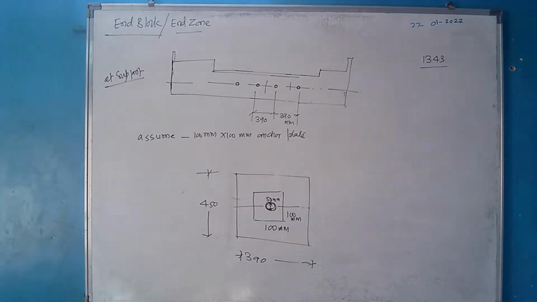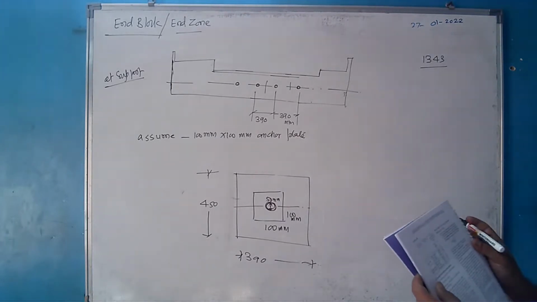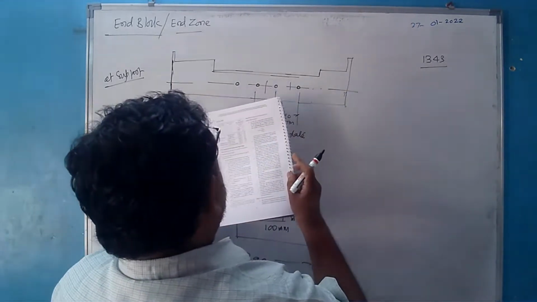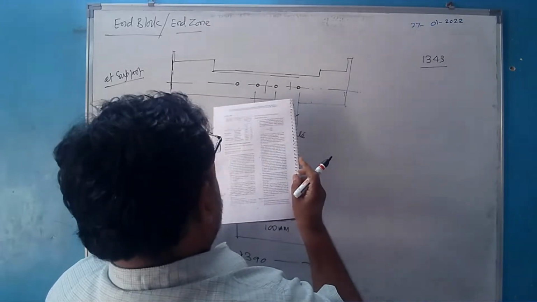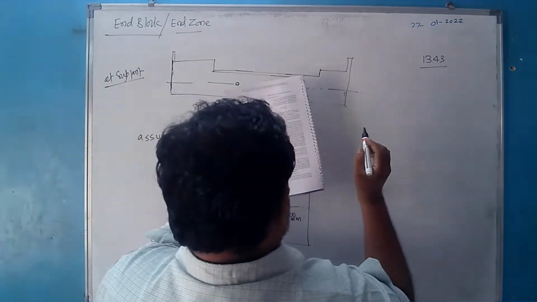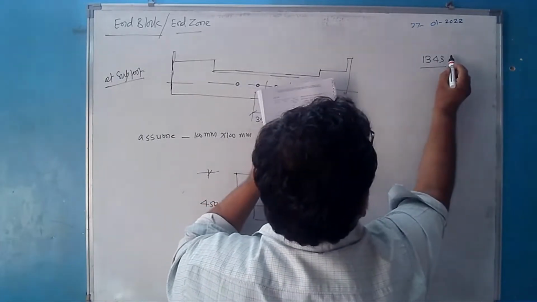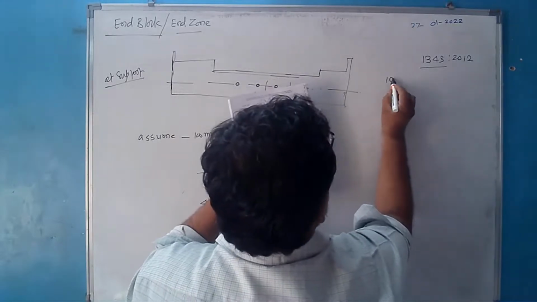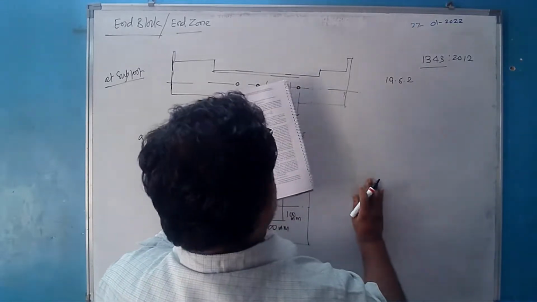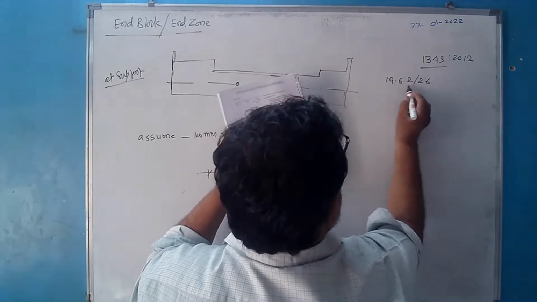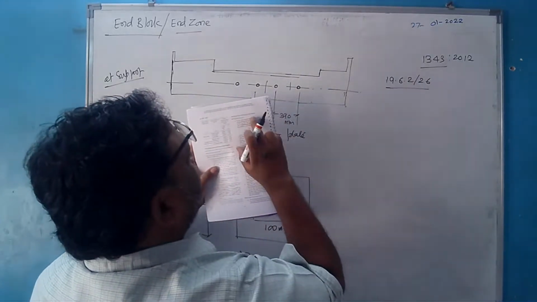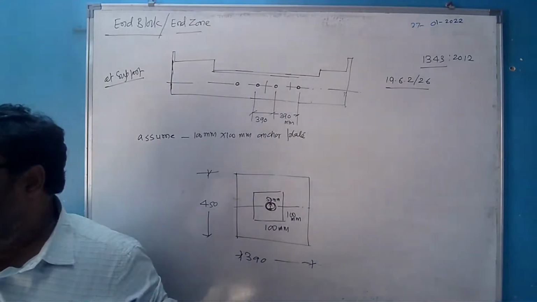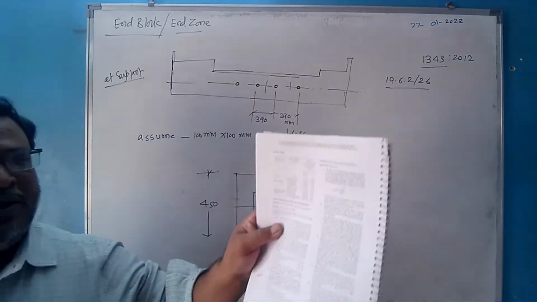Here you will find it on page number 26, IS 1343 2012. It is clause 19.6.2. It is on page number 26 of the code. End zone in post tension members. The end zone is associated with the post tension members. Here it is.